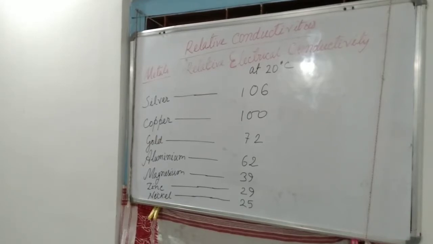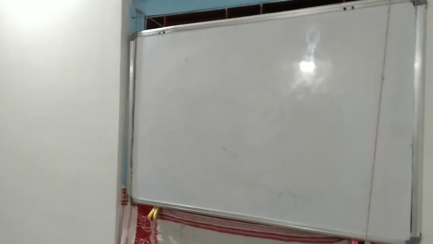Copper, gold, aluminum are extensively used. So we have a little knowledge about the electrical conductivity of the various metals. The greater the relative conductivity, the better the conductor of electricity.